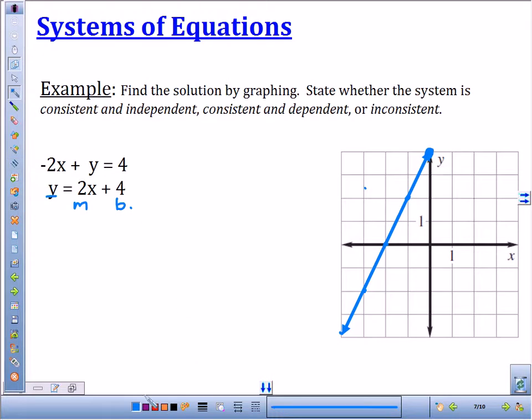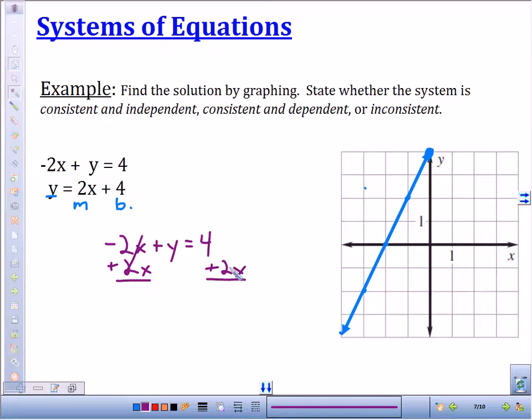Now, the first equation I do need to solve. So I'm going to go ahead and do that. Negative 2x plus y equals 4. I want to solve for y. So I will start by adding 2x to get y by itself. When I do it on the left, I have to do it on the right. Just like before, 2x and 4 do not combine because they do not share the same variable. So the only thing I can do is y equals 2x plus 4.